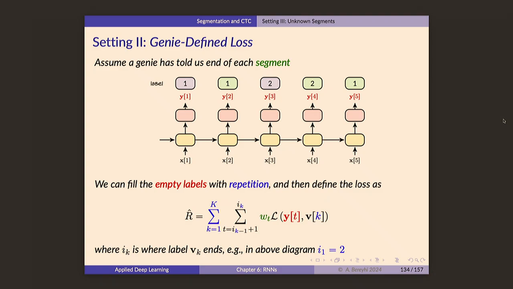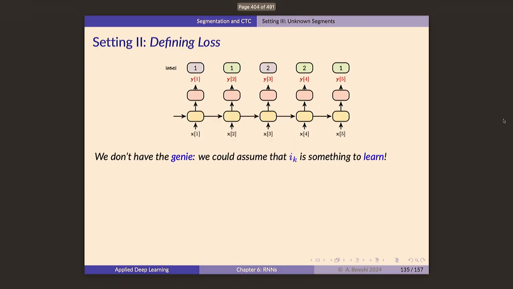What are the parameters that Gini told me? The I_k are the parameters that the Gini told me, right? So if I don't have Gini, what should I do? I'm going to learn those I_k. What do I mean by that? I mean that I'm going to assume a bunch of I values.